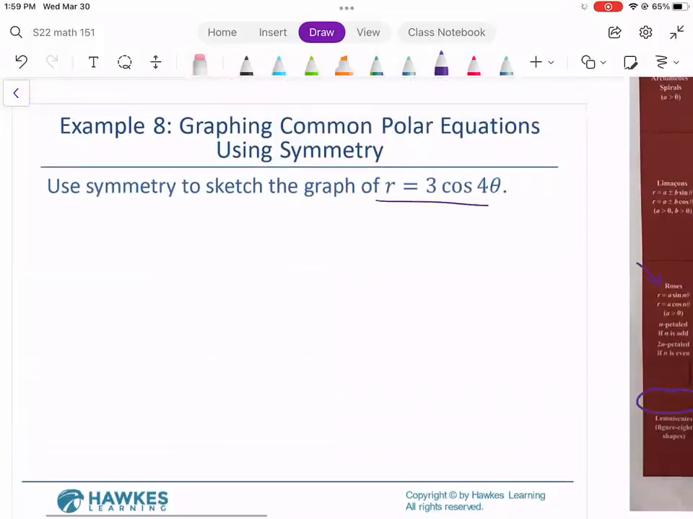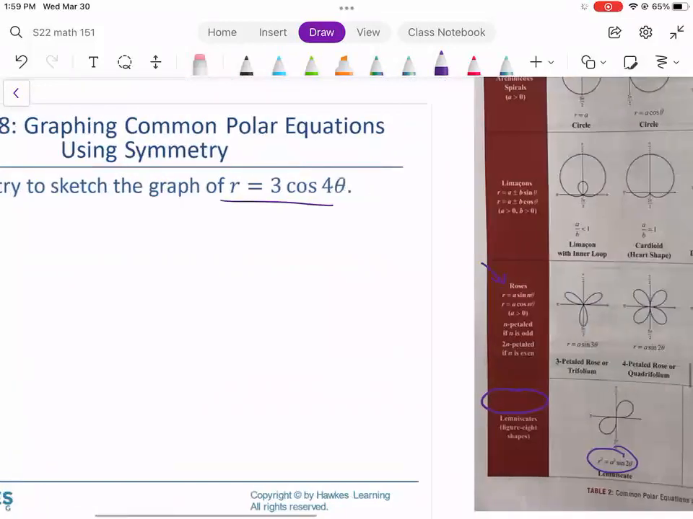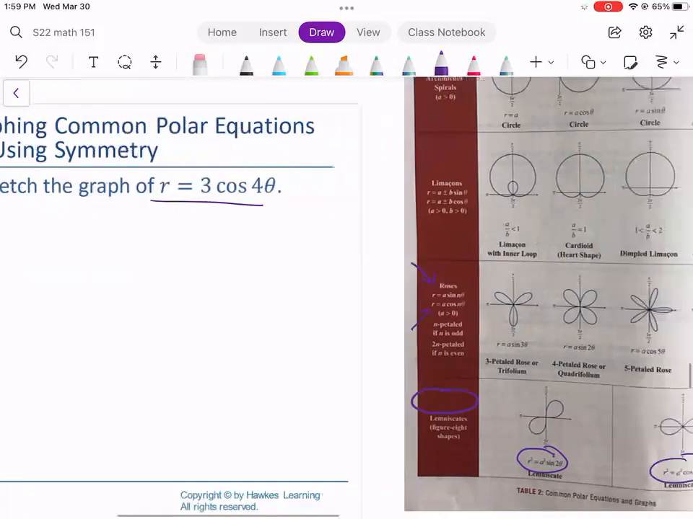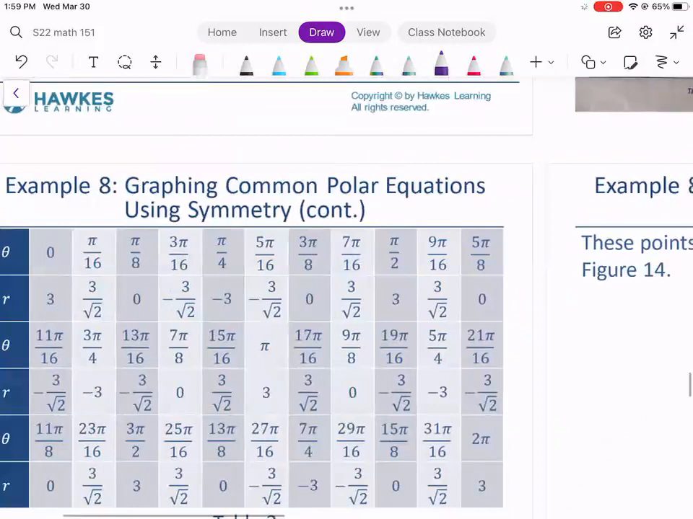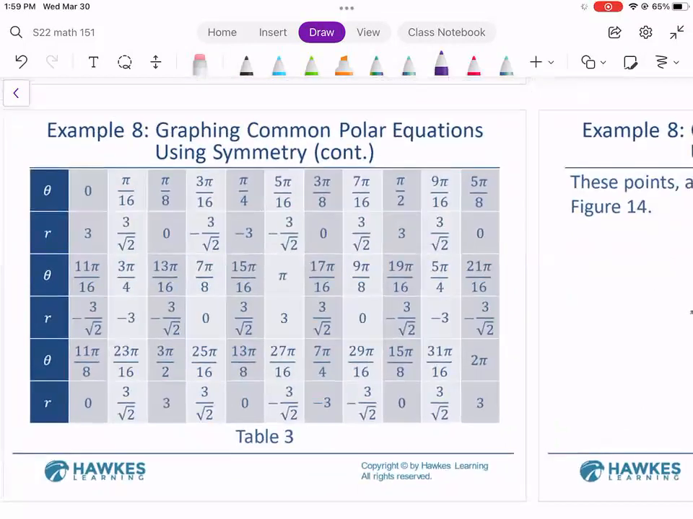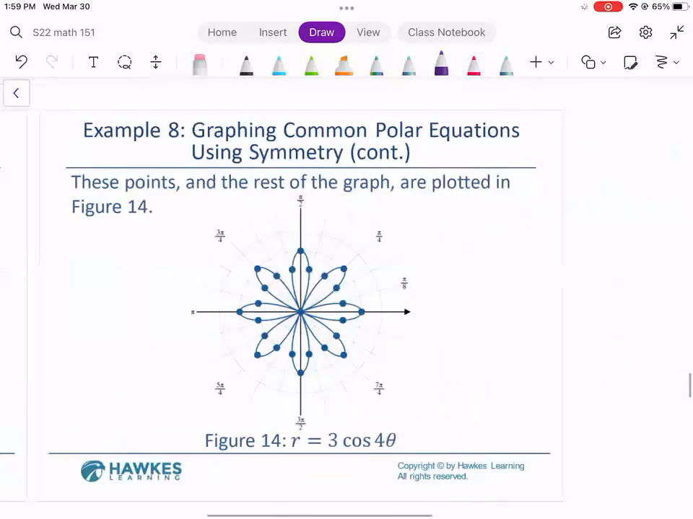So for example, r equals 3 cosine of 4 theta. If we look at our table there, we see that that represents in table 2 an 8-petaled rose, again from r equals a cosine of n theta. And so from that, we can determine some points on the table, and from that, you can then translate that into some of these points.